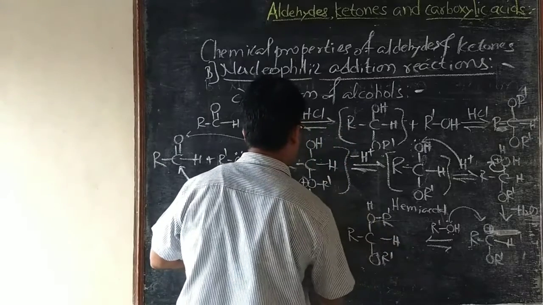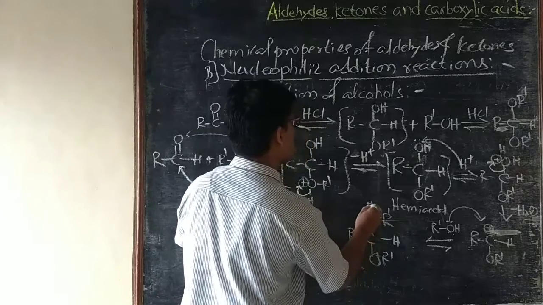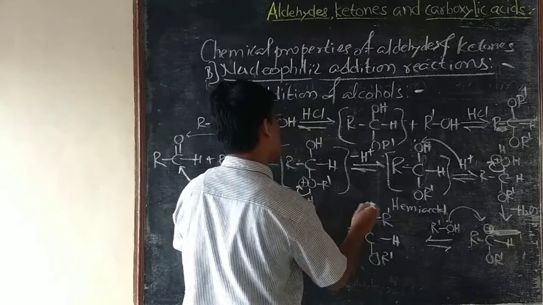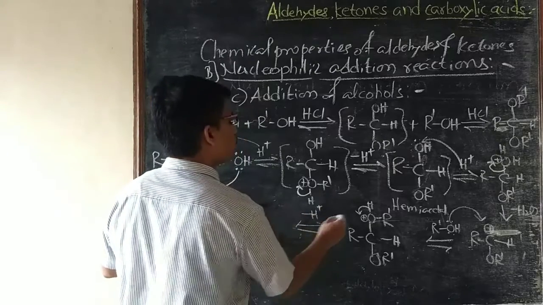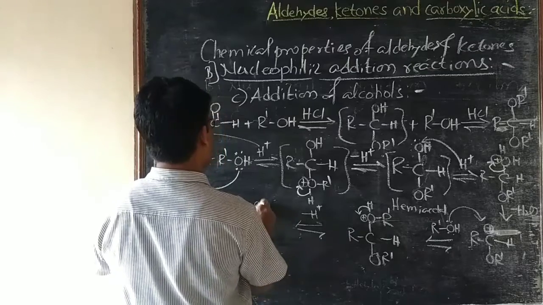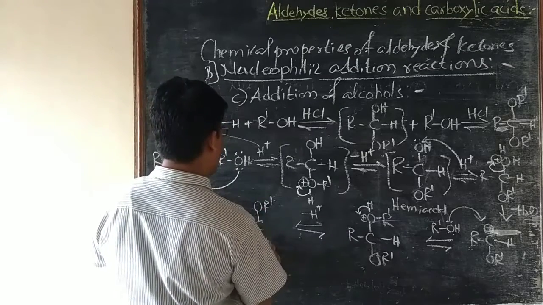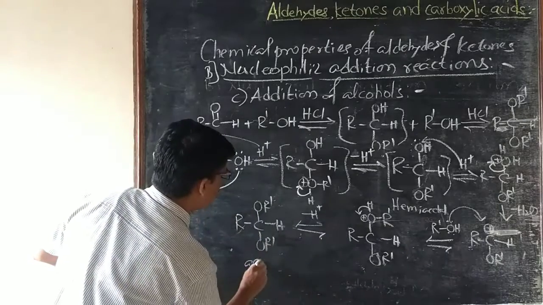and further this hydrogen, here H plus, this hydrogen gives its electron pair and it releases as H plus to form final product, that is OR prime H. It is acetal.